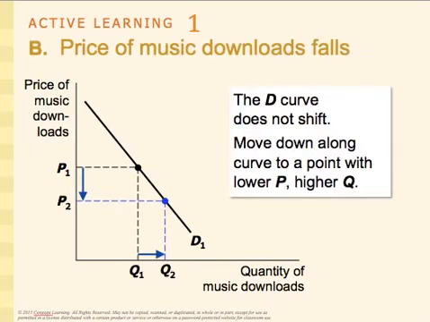Now, looking at our second example, the price of music downloads falls. So again, this is directly related to our good of interest here, music downloads. We have the price of music downloads on the vertical axis and the quantity of music downloads on the horizontal axis. The demand curve does not shift in this example. Remember, this is something that's on an axis, so it's a movement along the curve to a point with the lower price. And at the lower price, we have a higher quantity. This is our original point, P1, Q1. Price dropped. We have a new P here. We have to find that on the demand curve.